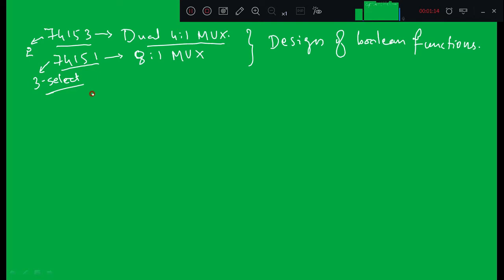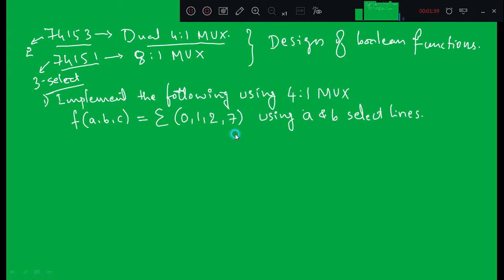But in today's class we will see the case when the number of inputs and the number of select lines are not the same. So how do we design those Boolean functions using multiplexers? Okay, so let us discuss the first example.